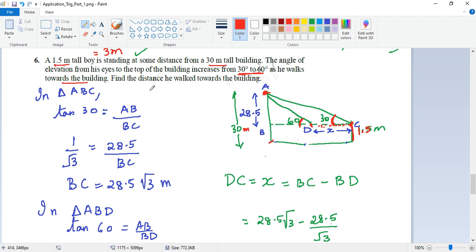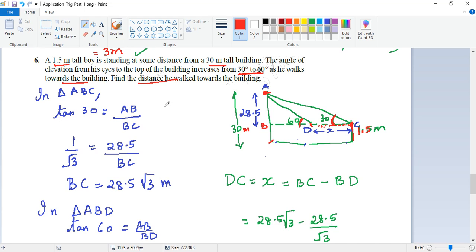Now they are asking, find the distance he walked towards the building. So this x, which I have written over here, is what we need to find. So first let's see in triangle ABC. The B is over here.